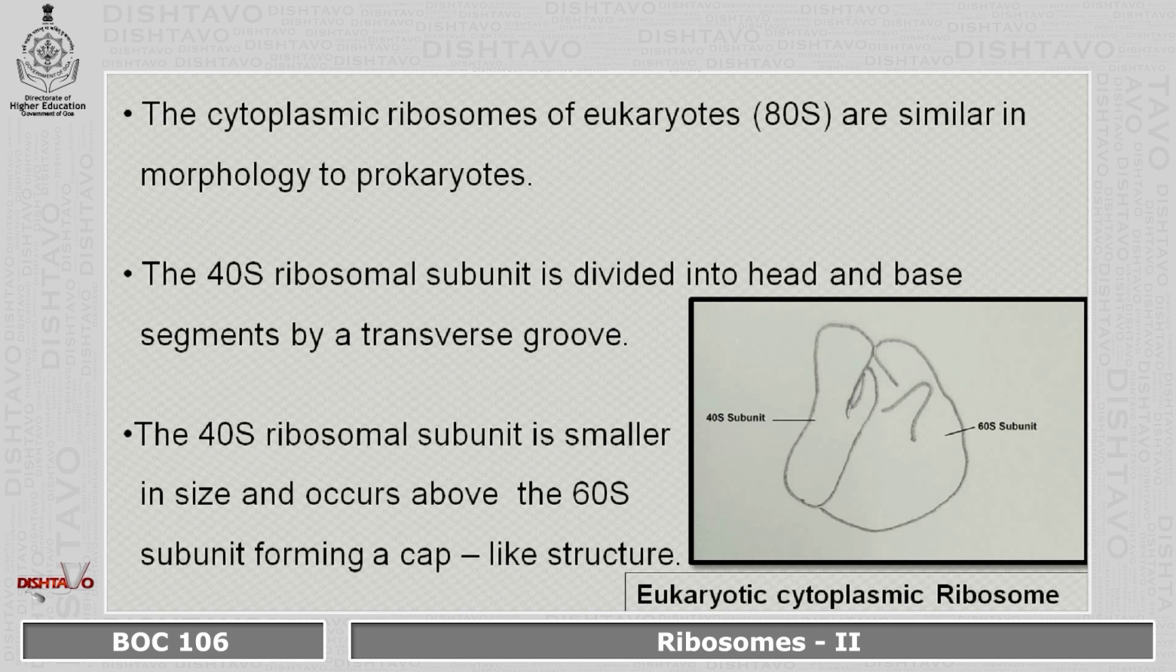The cytoplasmic ribosomes of eukaryotes are similar in morphology to prokaryotes. The 40S ribosomal subunit is divided into head and base segments by a transverse groove. The 40S ribosomal subunit is smaller in size and occurs above the 60S subunit, forming a cap-like structure. In this diagram, we can see the smaller subunit and the larger subunit.